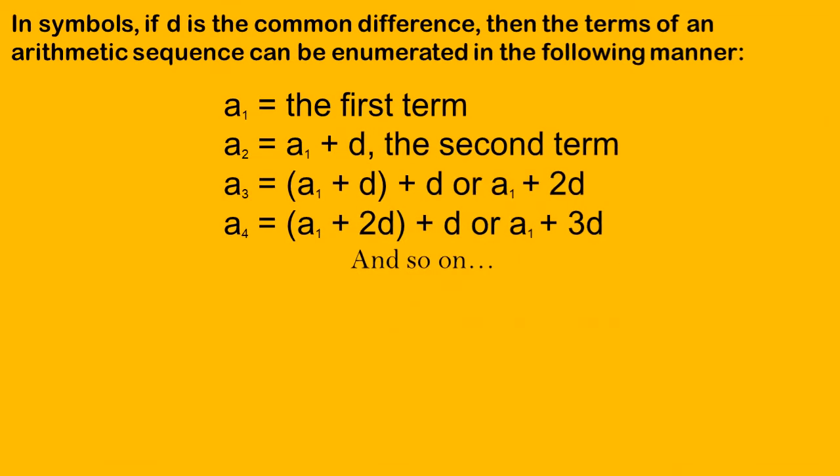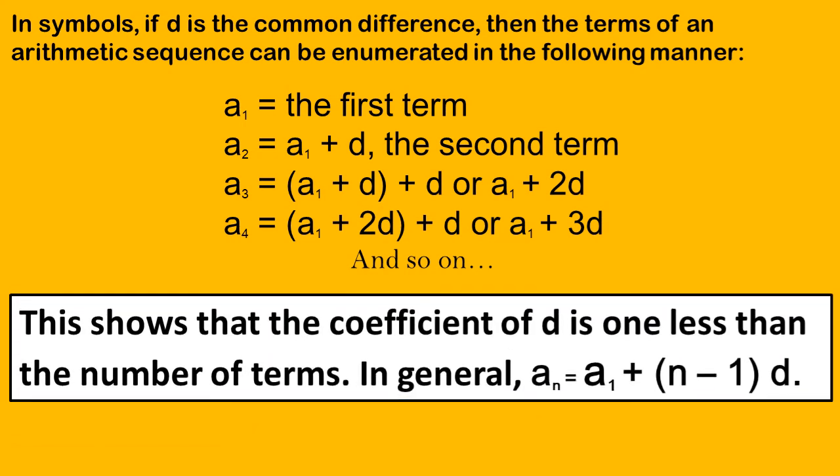In symbols, if d is the common difference, then the terms of an arithmetic sequence can be enumerated in the following manner. A sub 1 is equal to the first term, a sub 2 is equal to a sub 1 plus d or the second term, a sub 3 is equal to quantity a sub 1 plus d plus d or a sub 1 plus 2d or the third term, a sub 4 is equal to a sub 1 plus 2d plus d or a sub 1 plus 3d and so on and so forth.